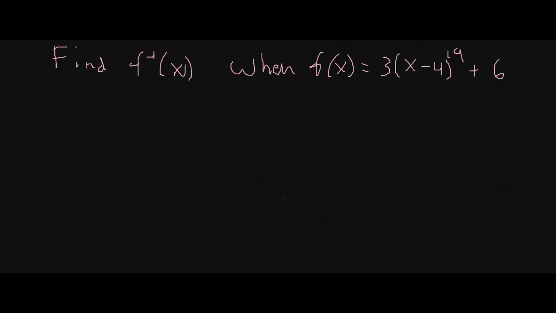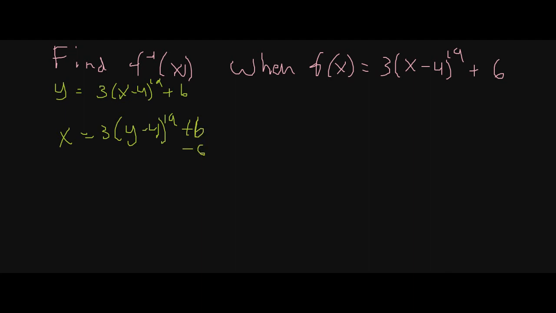Alright, we're done. If you have time and you want to stay and chit chat with me for a little bit, let's do this problem together. A third problem. Find the inverse when f of x is equal to 3 times (x minus 4) raised to the 19th power plus 6. First thing, try solving this problem without me and then see what you get, and we'll compare. First we set y equal to 3(x minus 4) raised to the 19th plus 6. Step number 1 is I switch my x and y variables.